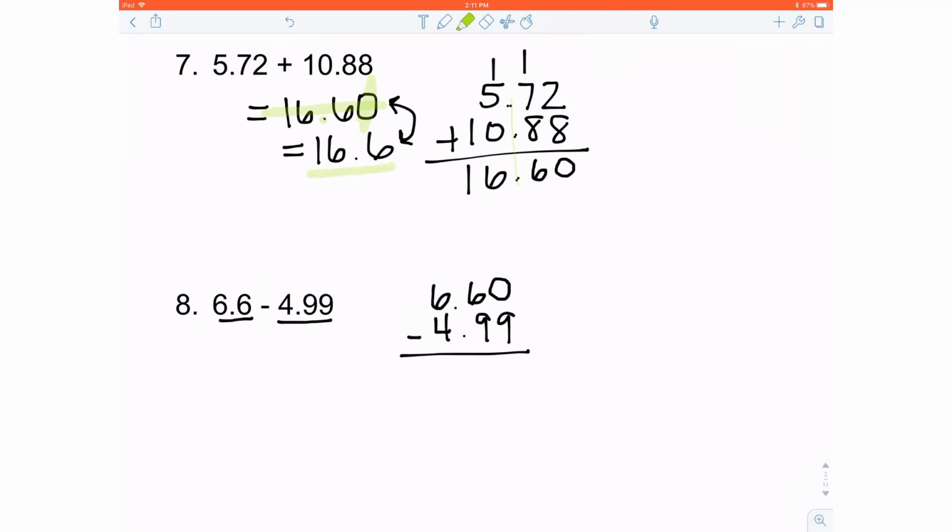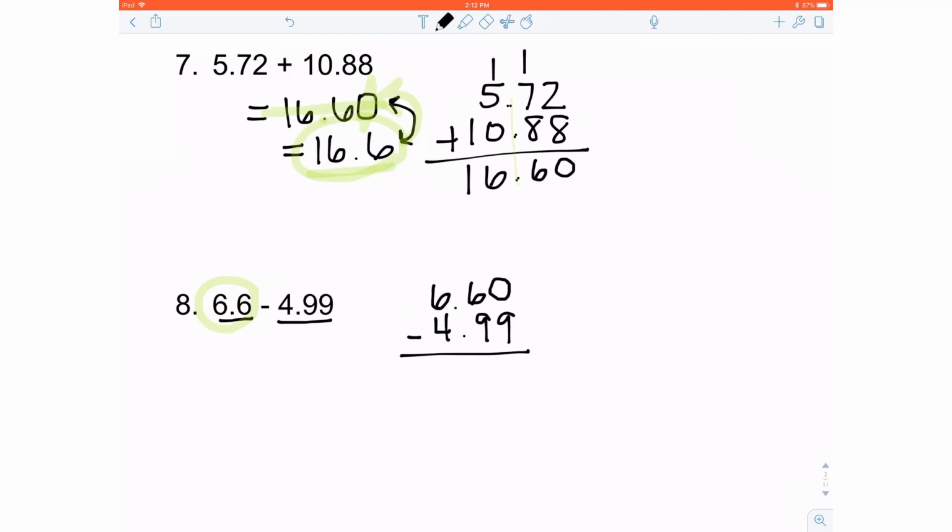In the same way, if you have a 16.6, you can rewrite it as 16.60. So here we have 6.6. We can write it as 6.60. It's fine. It's not a bad thing. We can totally do that. Okay? So now that we've discussed that, we understand that, let's subtract.